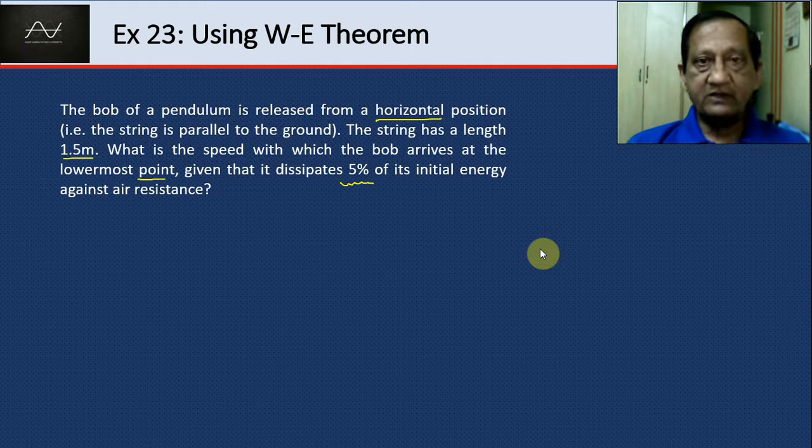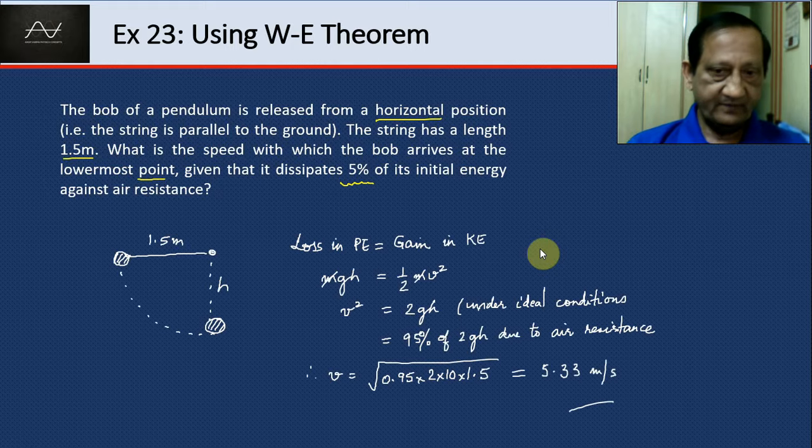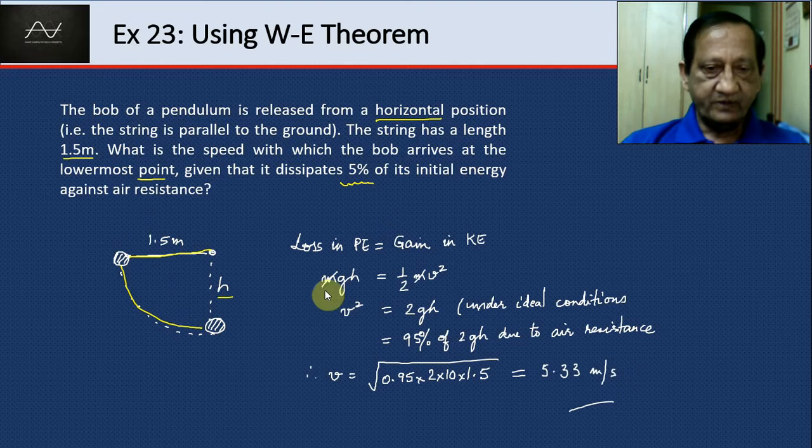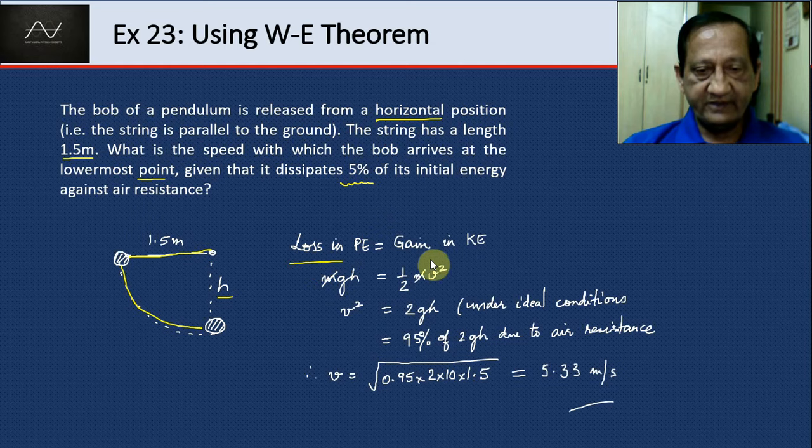So it's not that all the potential energy will convert into kinetic. 5% of that potential energy is being lost. So the radius of this circle will be equal to 1.5. So this h is 1.5. So we can say, without considering air resistance, loss in PE is equal to gain in KE. mgh is equal to half mv squared. So v squared is equal to 2gh under ideal conditions.